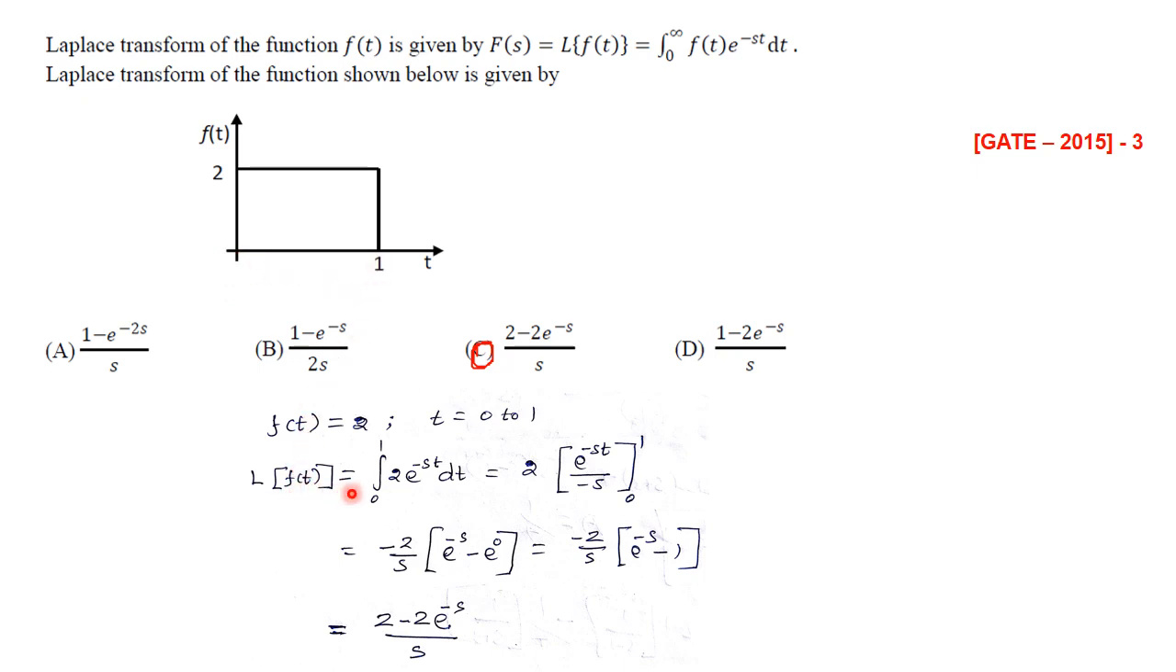Now the Laplace transform of f of t: in this formula, instead of the limit 0 to infinity, substitute 0 to 1, and instead of f of t substitute 2. So 2 into e power minus st into dt is equal to 2 into, when integrating, e power minus st divided by minus s, with limit 0 to 1. Now substituting the limits, instead of t we substitute 1, so e power minus s into 1 minus e power 0. Simplifying this, we get 2 minus 2 into e power minus s divided by s. So option C is the correct answer for the given question.